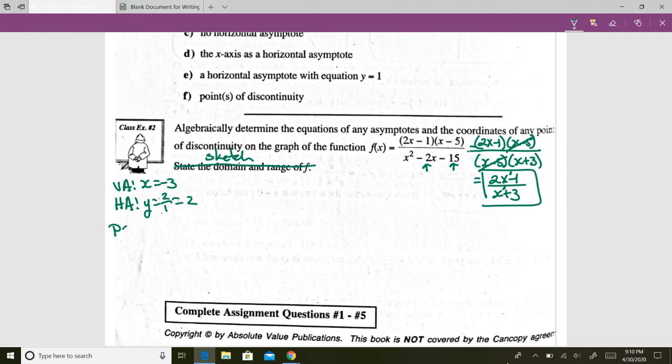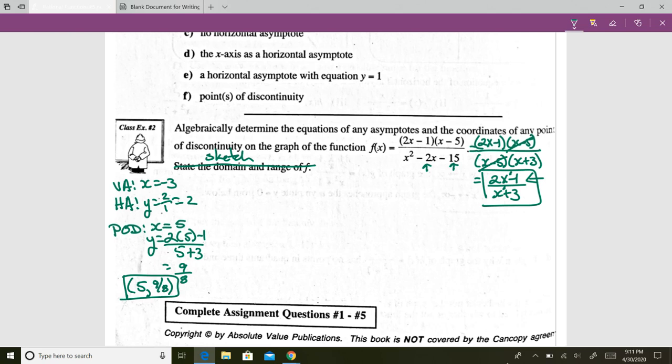We also know that POD was the number that canceled. x minus 5 canceled. Whatever makes that 0 is our POD. And that is x equals 5. If you want to know how to get the y value of that, plug it into what's left over. The y value is going to be (2 times 5 minus 1) over (5 plus 3). 2 times 5 is 10, minus 1 is 9, over 8. So the actual POD right down here has coordinates (5, 9/8). Bit of a weird number, but whatever.